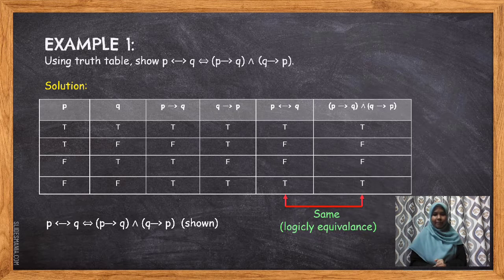So the last column, P implies Q and Q implies P. As I already explained before, the proposition is true when both P implies Q and Q implies P are true, and otherwise it will be false. So we will get true, false, false, true. As we can observe from the truth table, P if and only if Q is logically equivalent to P implies Q and Q implies P because they have the same truth values.